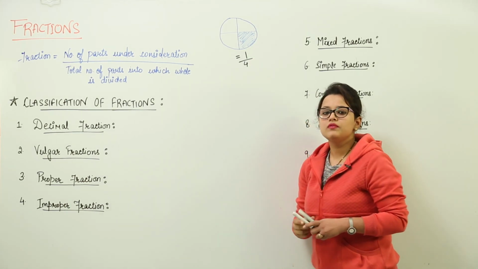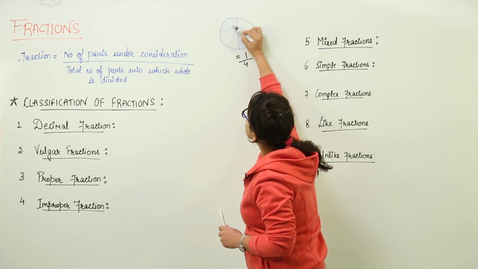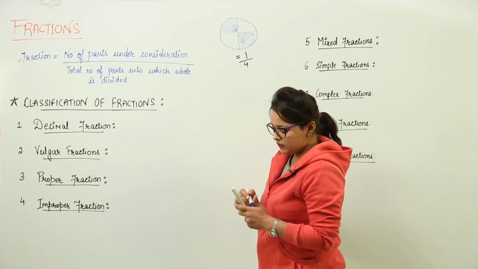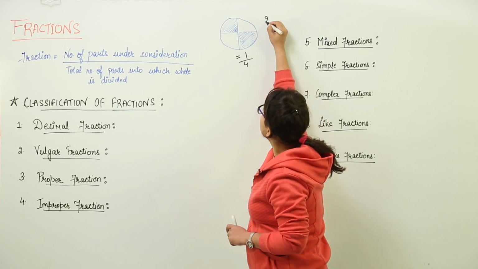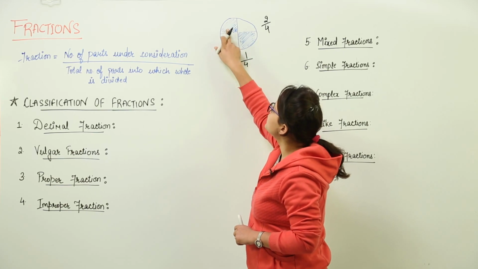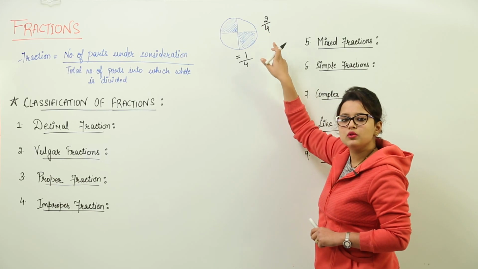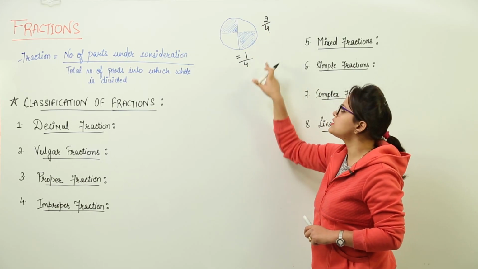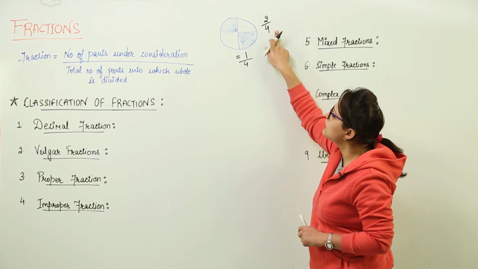Another thing, if I shade this portion also, then what will be my fraction for the shaded part now? It is going to be 2 upon 4. Why so? Because the number of parts under consideration are 2, and how many are the total parts into which this whole is divided? It is divided into 4 parts. So we write 2 upon 4.